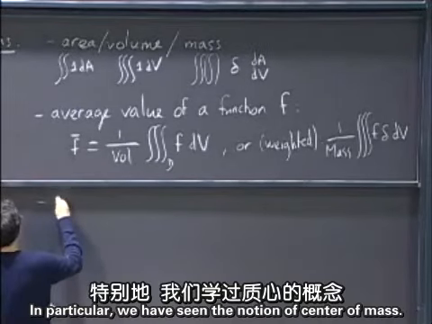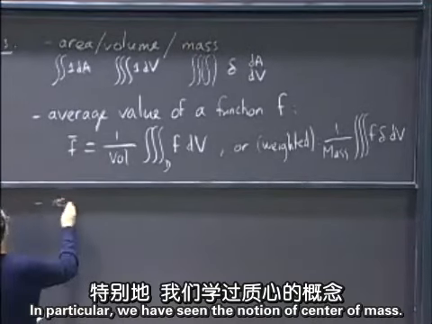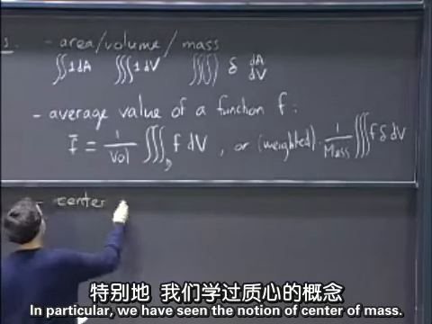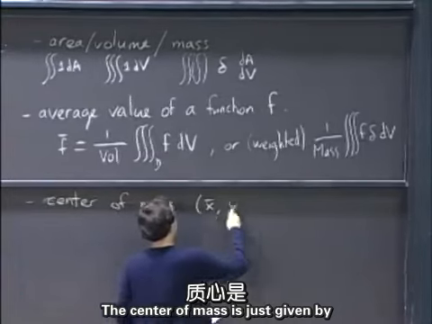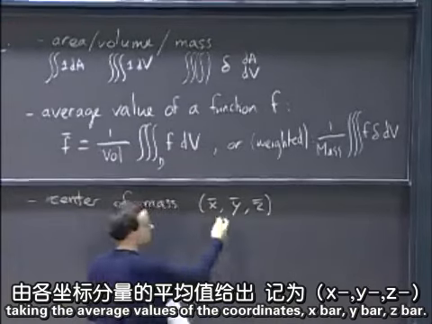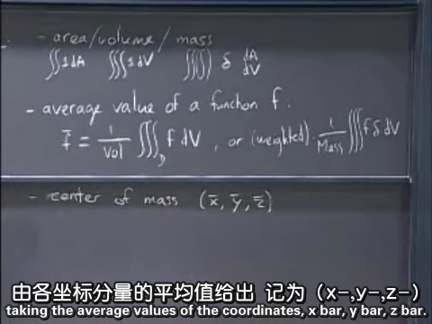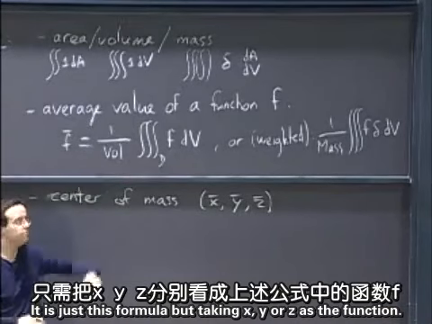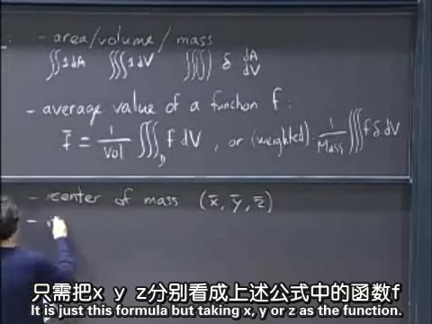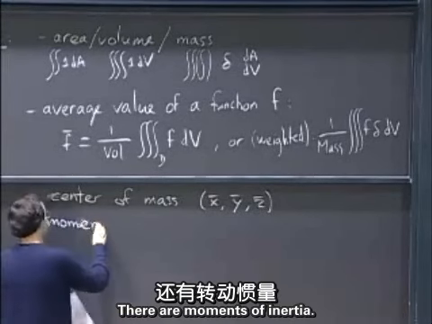Others we've seen, in particular the notion of center of mass. The center of mass is just given by taking the average values of the coordinates, x bar, y bar, z bar. So it's just this formula, but taking x, y, or z as the function. There's also moments of inertia.